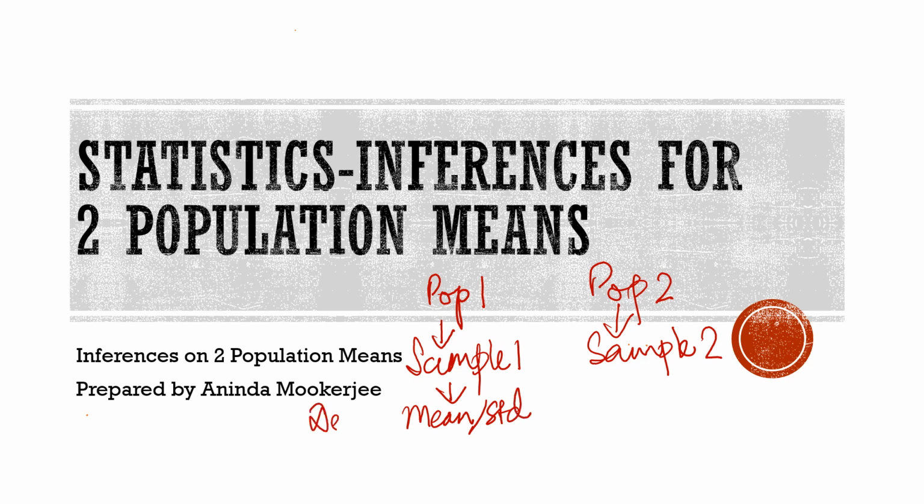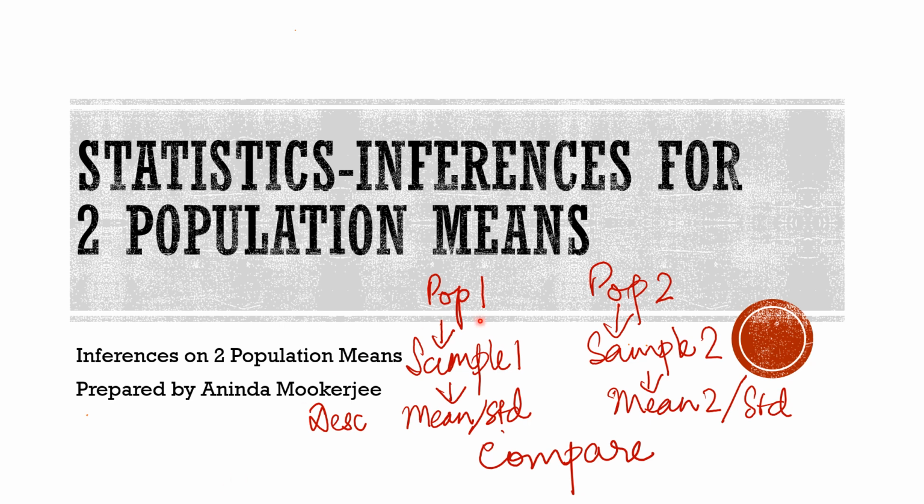So the next part is descriptive measures. All right, so the mean from sample 2 and the standard deviation, same thing for sample 2. And then once we have our descriptive study done, we are going to compare the two means and come to a conclusion whether the mean in population 1 is greater than that of population 2, or if it is less than that of population 2, or there isn't any difference at all between the two means of the population.